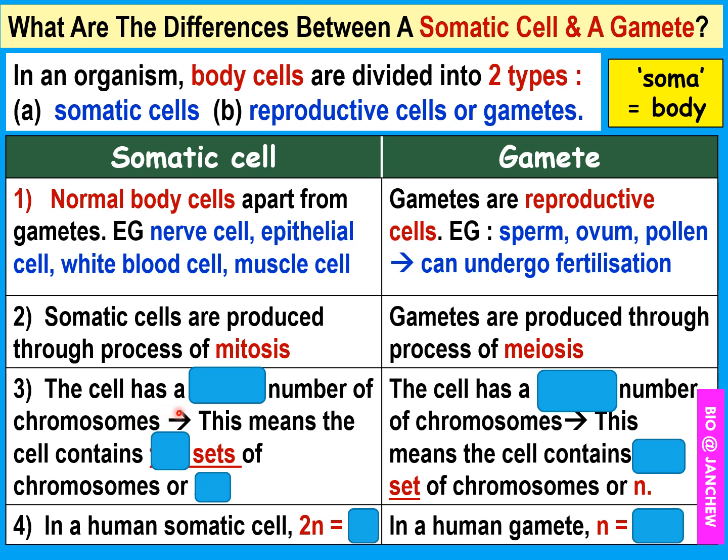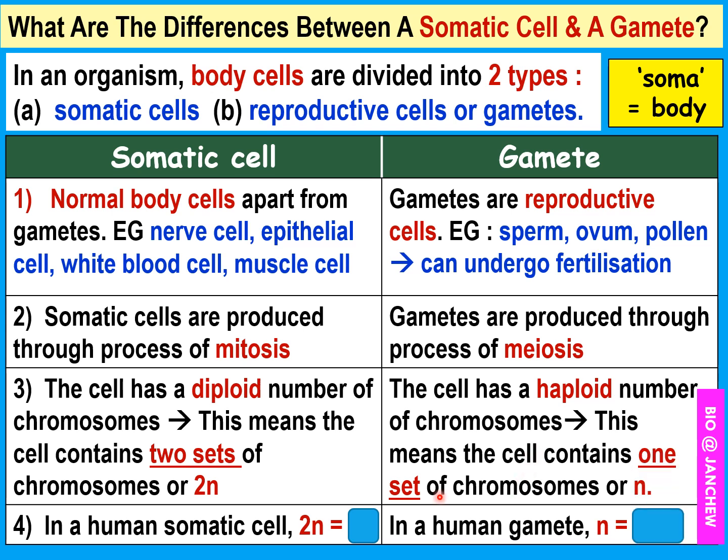Now, a somatic cell has what number of chromosomes? Diploid or haploid? Diploid. Okay? This means that every somatic cell contains how many sets of chromosomes? 2. The word D means 2. So 2 sets of chromosomes, or how many N? 2N. Now, for gametes, the cell has what number of chromosomes? Haploid or diploid? Haploid, meaning only half the number of chromosomes compared to the diploid cell. This means that the cell contains how many sets of chromosomes? Only 1 set, as compared to diploid cell, which has 2 sets of chromosomes.